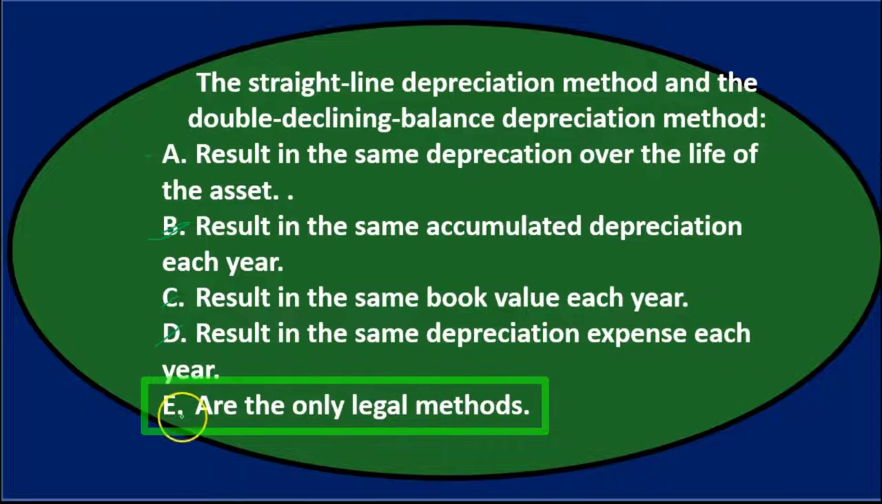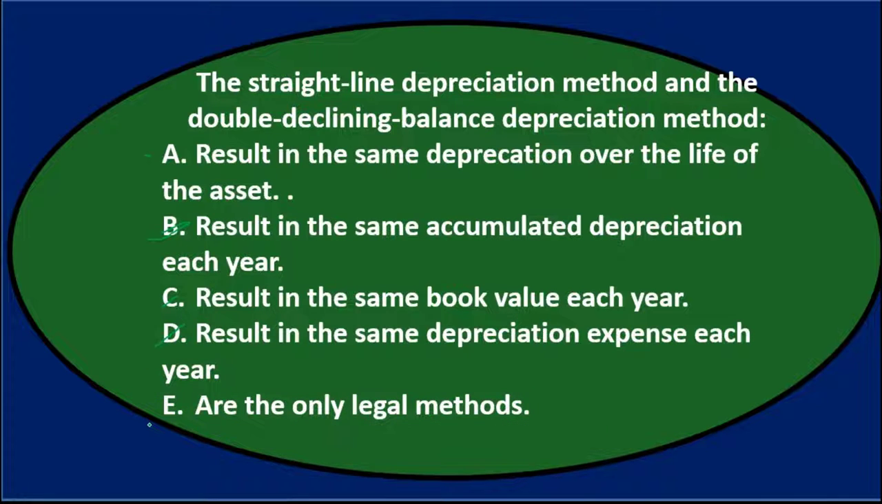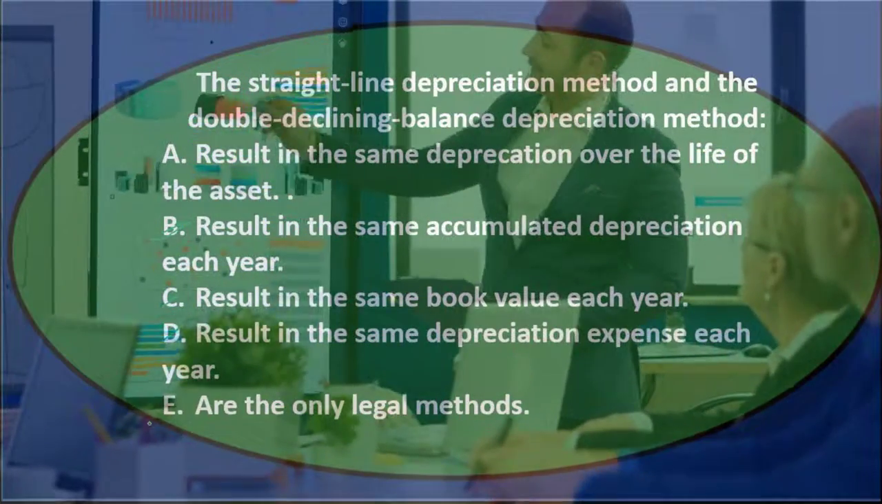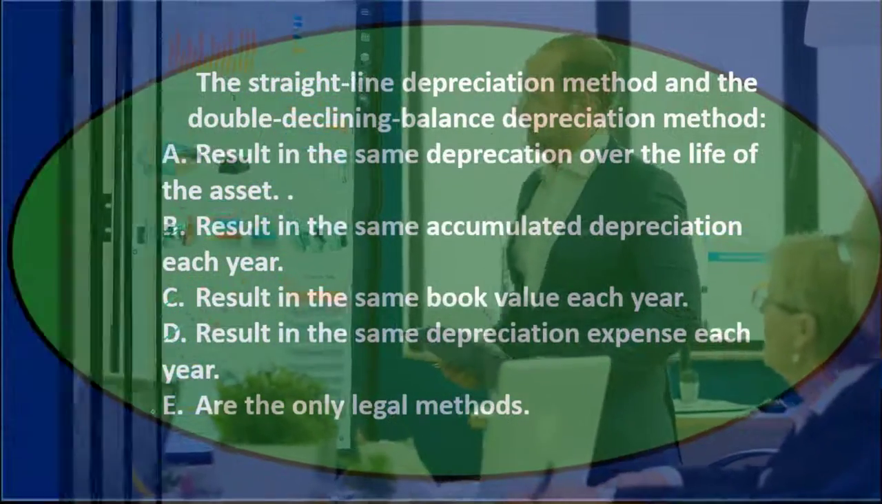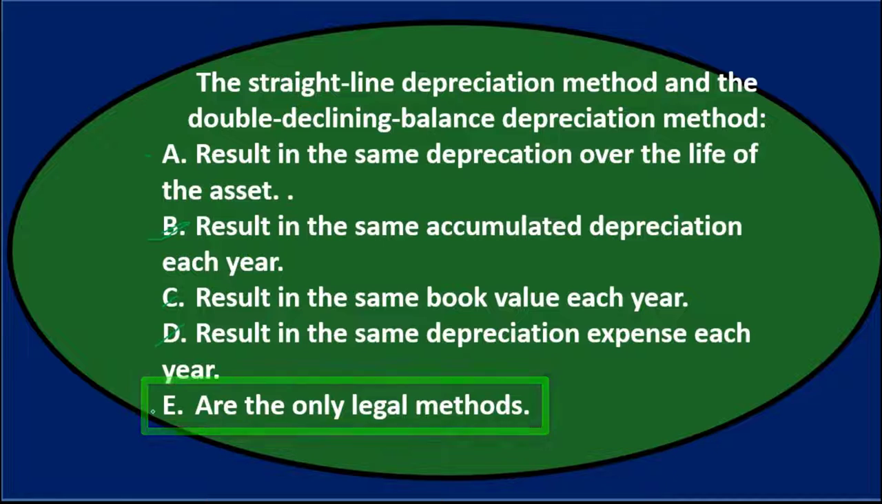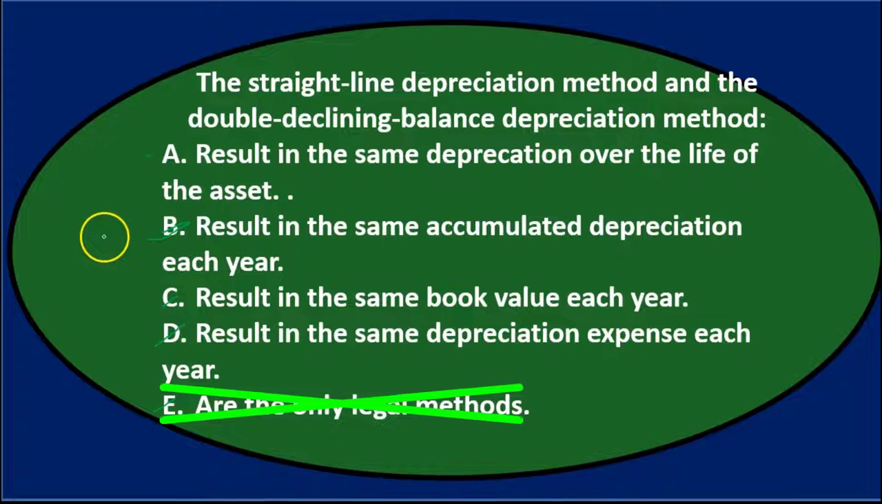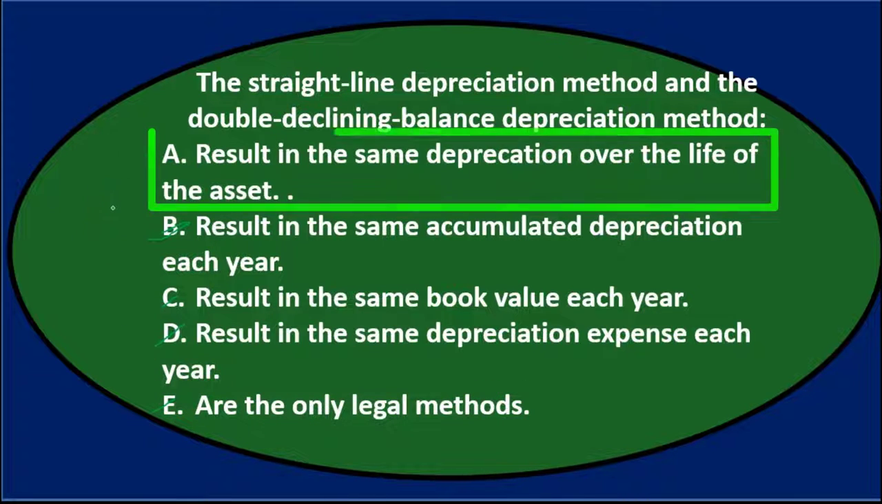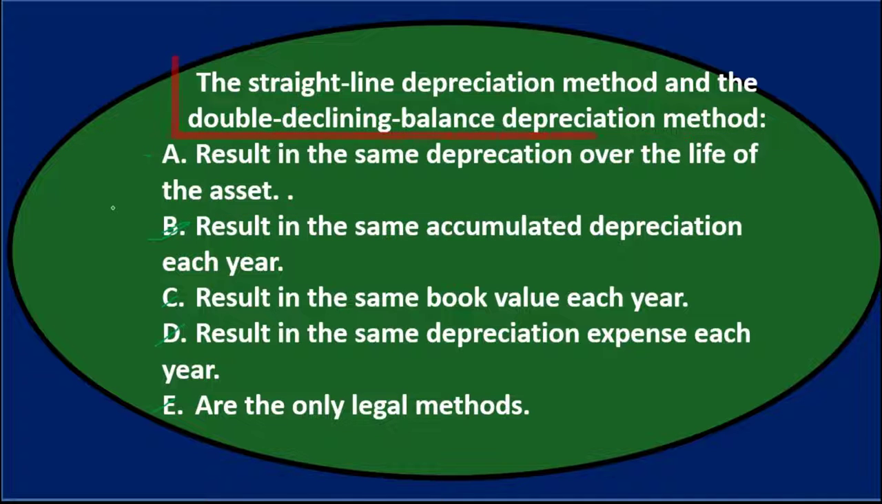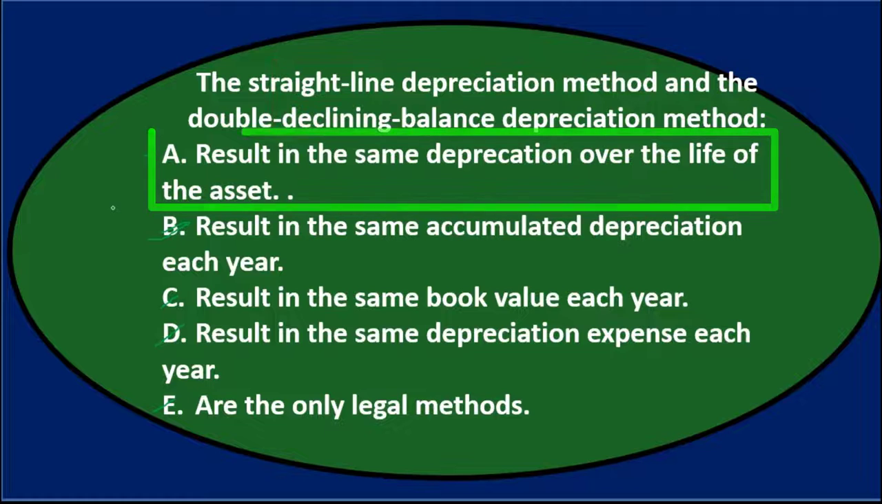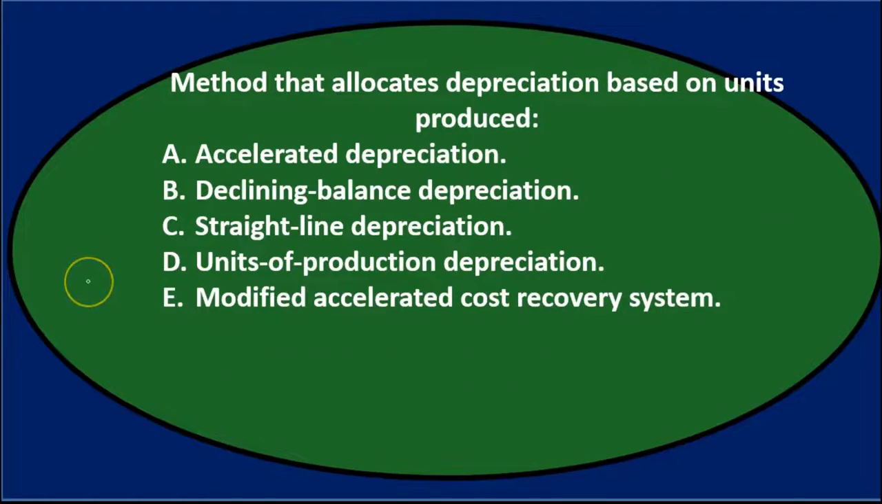And then E says, are the only legal methods? And that's not necessarily true. There are other methods that we could use. For example, we might use units of production. And we could use tax methods if we choose to in many cases as well. So not necessarily the only legal method. So it looks like A is the answer. So once again, the straight line depreciation method and the double declining depreciation method, A, result in the same depreciation over the life of the asset. So at the end of the life, we'll be at the same point.